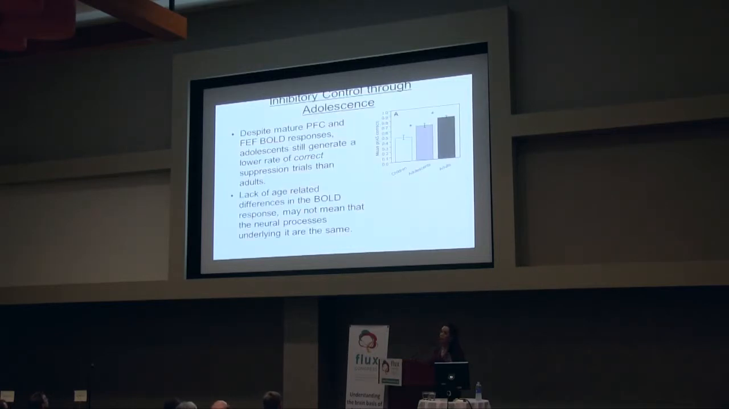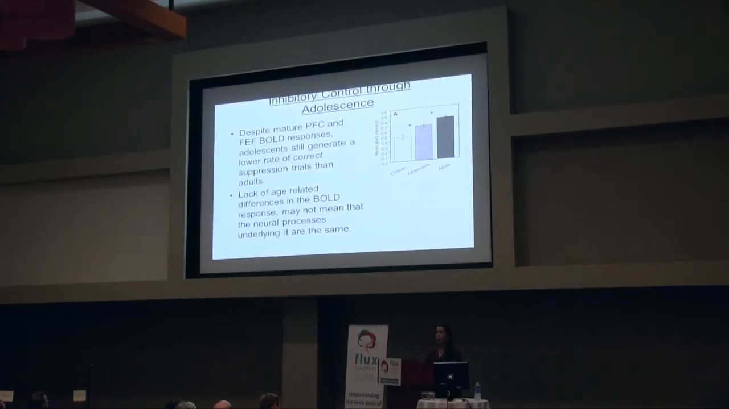However, I want you to take a moment and realize that despite mature prefrontal cortical and FEF bold responses, adolescents still generate a lower rate of correct suppression trials. This is a mystery. What is underlying the fact that even though they can do a correct response, their rate of response is lower? And this becomes an important question because it might be reflecting the fact that lack of age-related differences in the bold response may not mean that the neural processes underlying them are the same. And you'll see that Brad Schlager will discuss this when he gives his talk tomorrow.